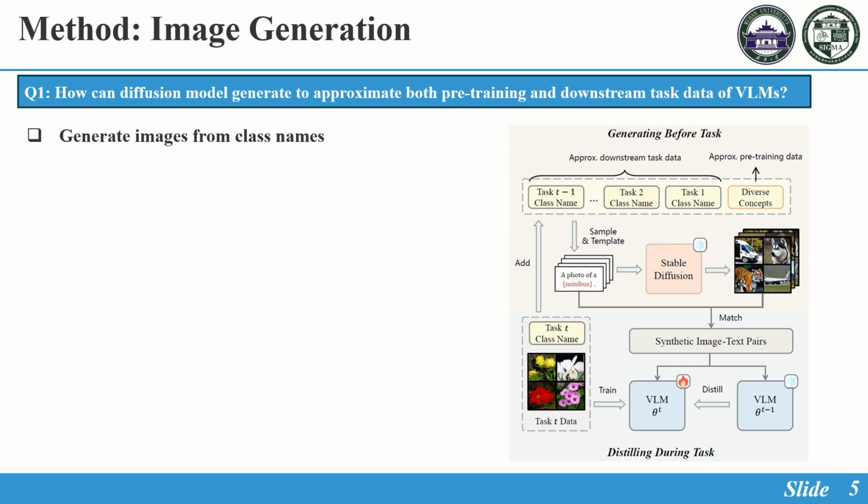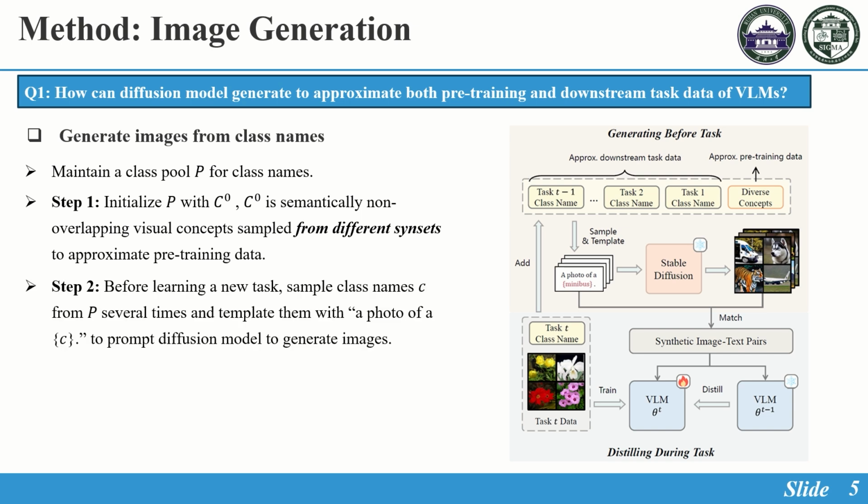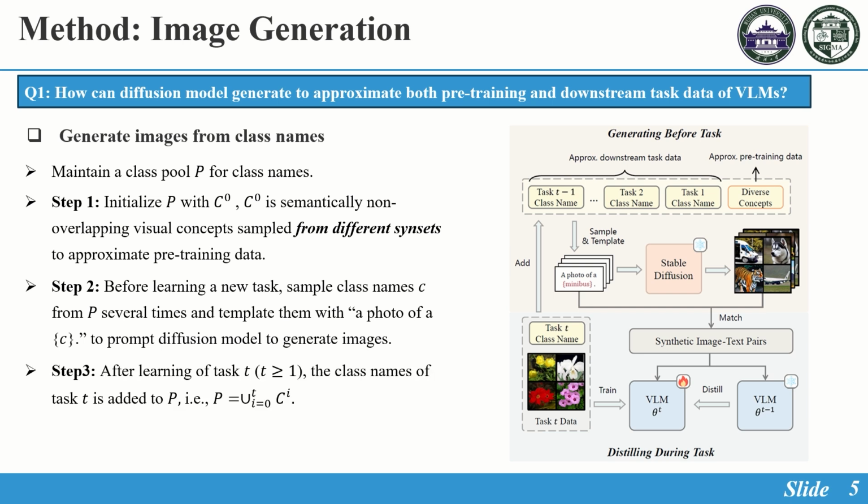We generate images from class names and maintain a class name pool P. Before continual learning starts, P is initialized with C0. C0 is thematically non-overlapping visual concepts sampled from different scene sets to approximate pre-training data. Before learning a new task, sample class names C from P and template them with "a photo of a C" to prompt the diffusion model to generate images. In fact, generated images align with simple prompts better. After learning a new task, the class names of this task are added to P to approximate downstream data. In this way, we will produce historical data using a generative model.